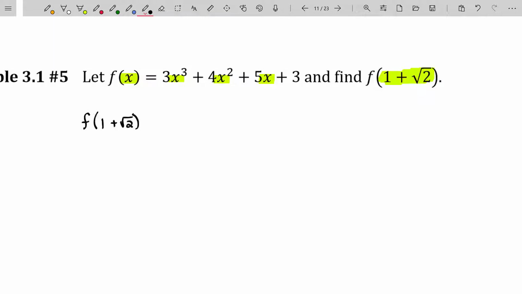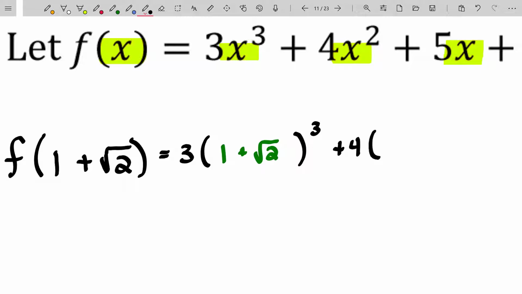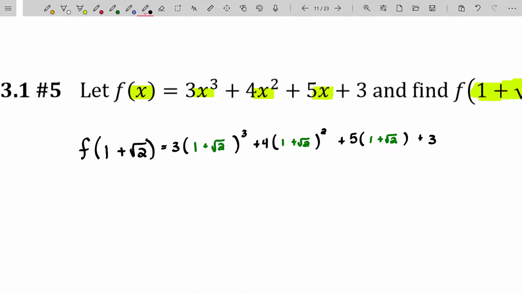So f of 1 plus the square root of 2, well, we have 3 times something cubed, and that something is no longer x, it is going to be 1 plus the square root of 2. Then we have this plus 4 times something squared. That something is no longer an x, it's 1 plus square root of 2. Plus 5 times something, and again, that something is no longer x, it is 1 plus the square root of 2. And finally, we have 3. 3 is not touching an x, so it just remains as a 3.